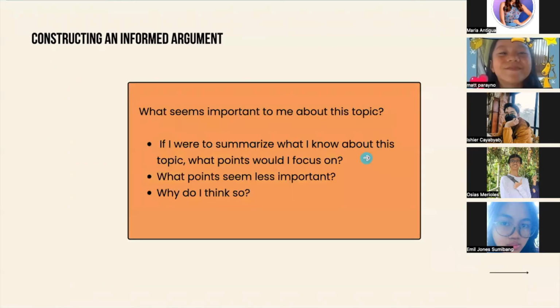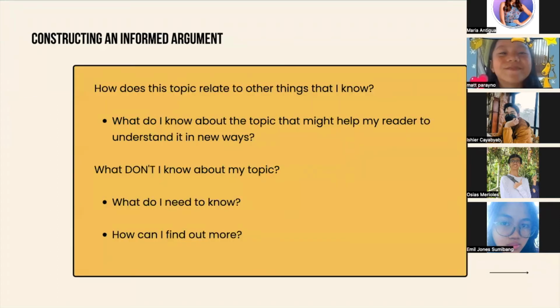There's more. What seems important to me about this topic? So a while ago, what do I know? And then now, what is important about the topic for me? If I were to summarize what I know about this topic, what points would I focus on? You are now synthesizing. So what points seem less important? Take it away. And why is it not important? Or why are the ones you've chosen important?